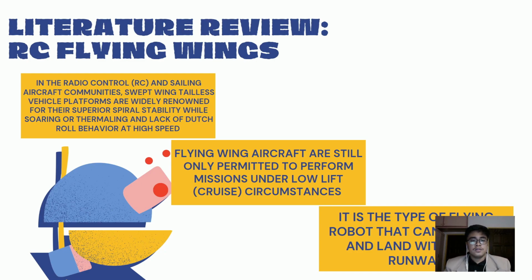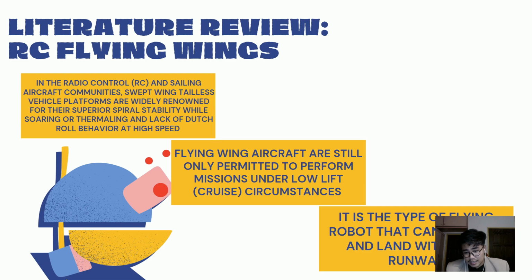Then, the literature review for RC flying wings. What are RC flying wings? They are radio-controlled swept-wing tailless vehicles used in sailing aircraft communities. The platforms are widely renowned for their superior spiral stability while soaring thermally and the lack of tip roll behavior at high speed. The second point is that flying wing aircraft are still only permitted to perform missions under low lift circumstances because of their low Reynolds number.